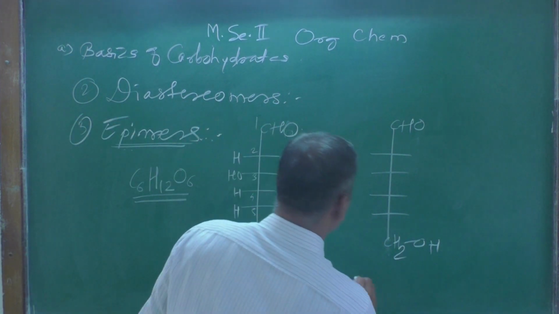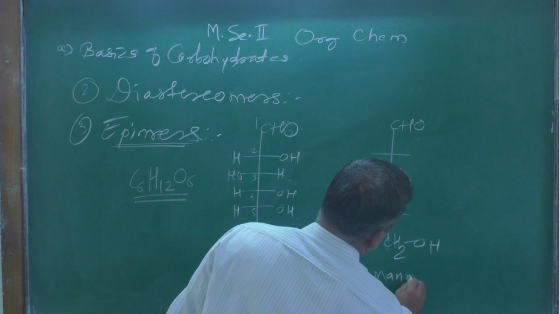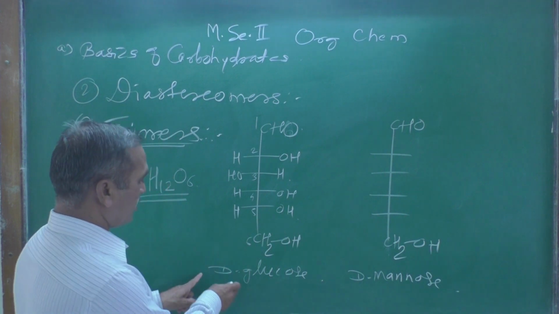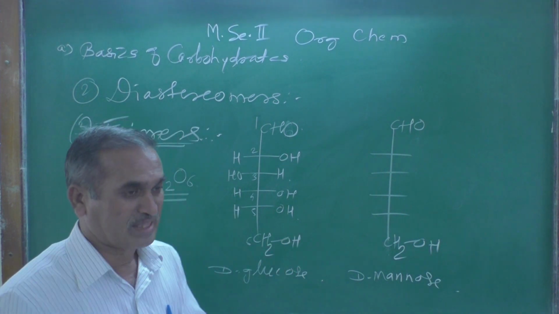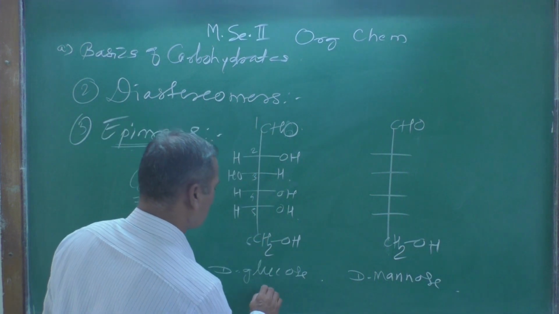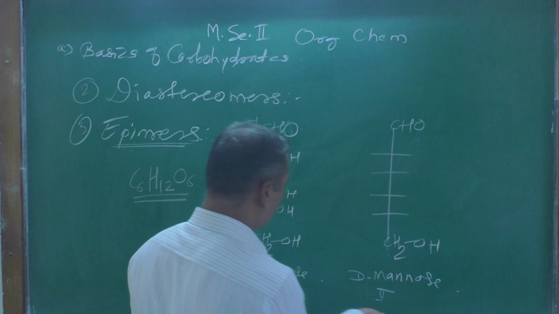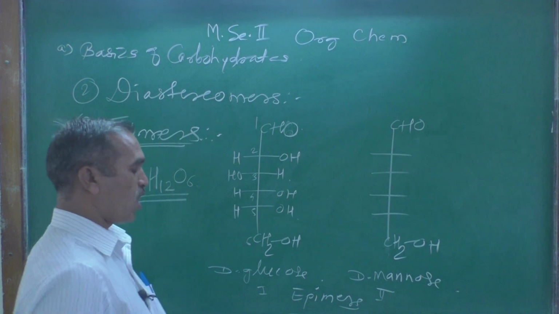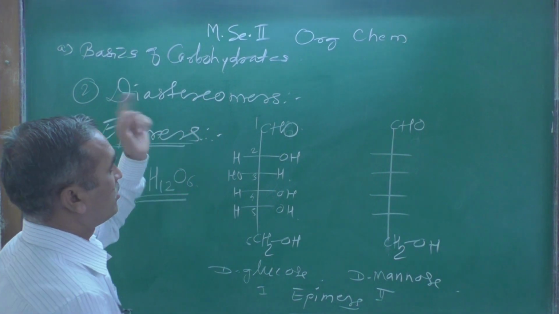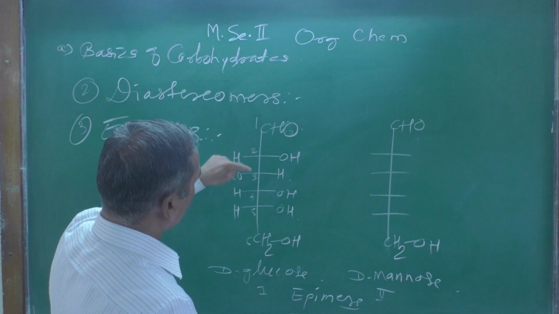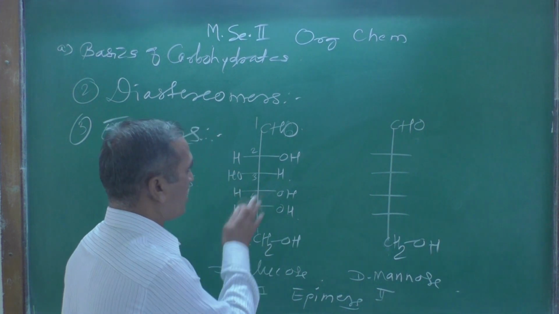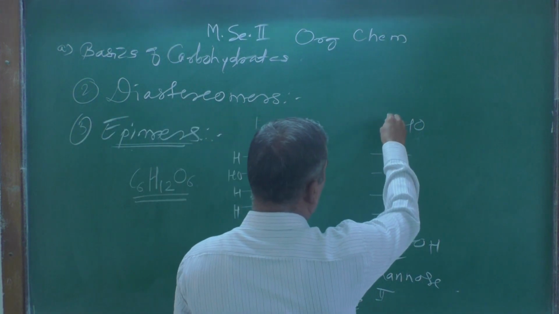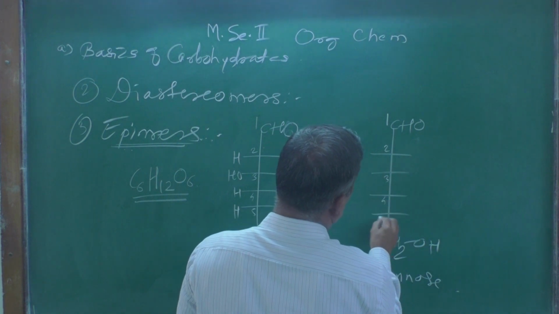We can call the other one D mannose. Now I am trying to explain D glucose and D mannose. They are epimers of each other. This is the first structure, and you can call this the second structure. They are epimers of each other. How are they epimers according to the definition? Look here, carbon number 1, 2, 3, 4, 5, and they differ in configuration at C2. Look here at C2. Number this 1, 2, 3, 4, 5 and 6.